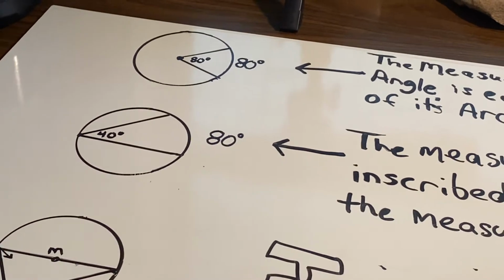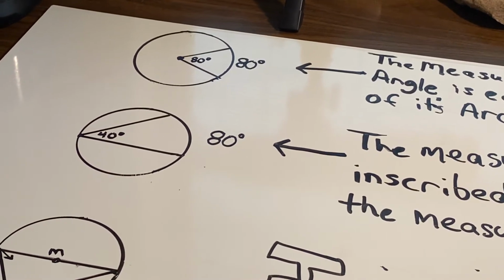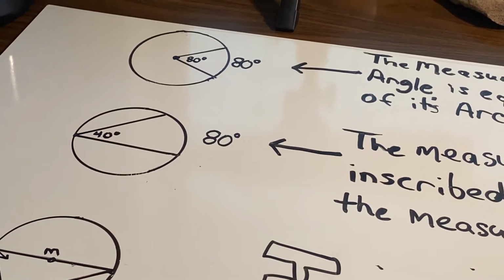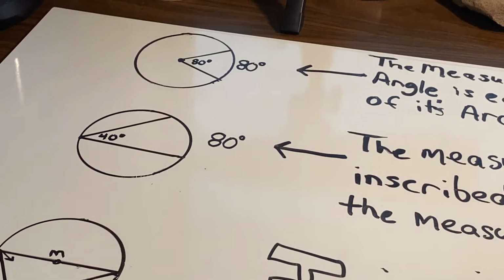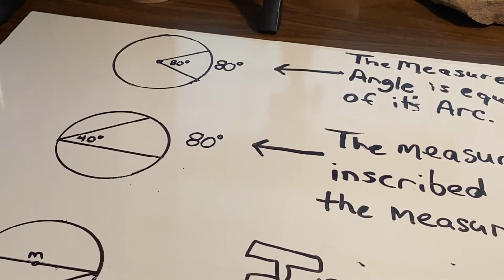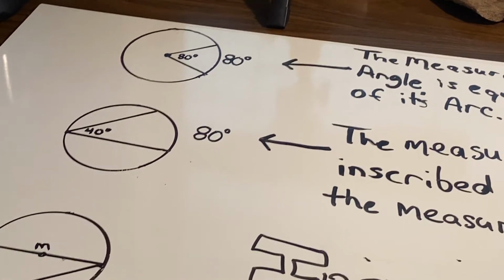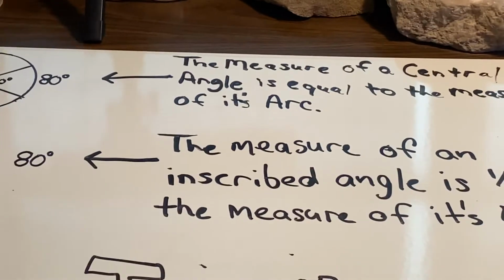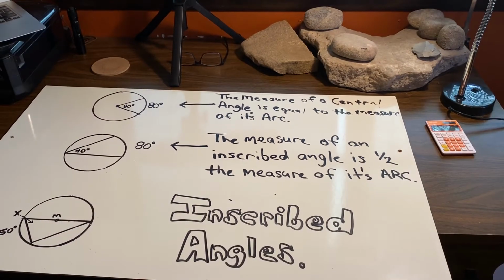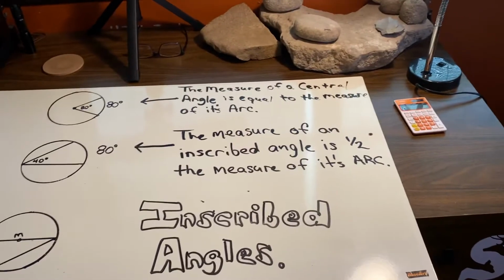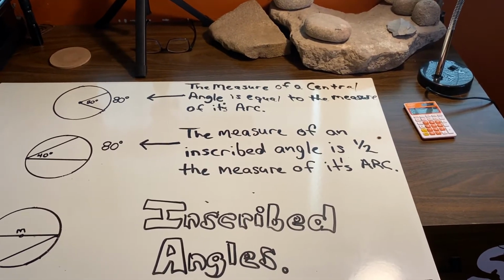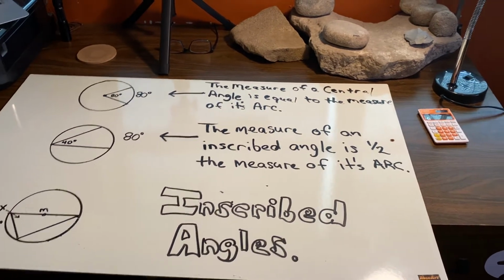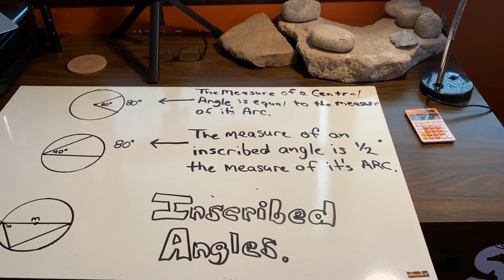So the top circle, your measurement is 80 degrees. On a central angle, if the arc measurement is 80 degrees, then the measurement of the central angle will also be 80 degrees. And that's exactly what our definition states. The measure of a central angle is equal to the measure of its arc. Okay, so now let's fast forward to inscribed angles.